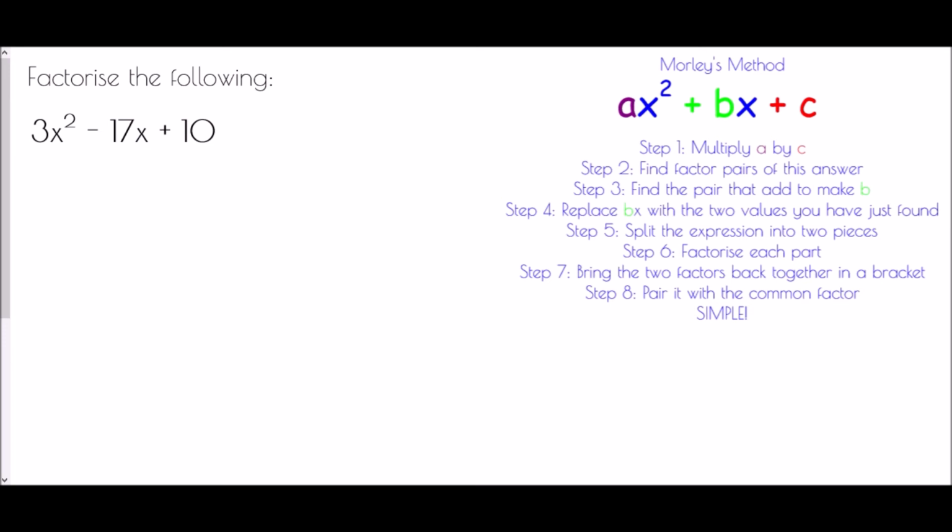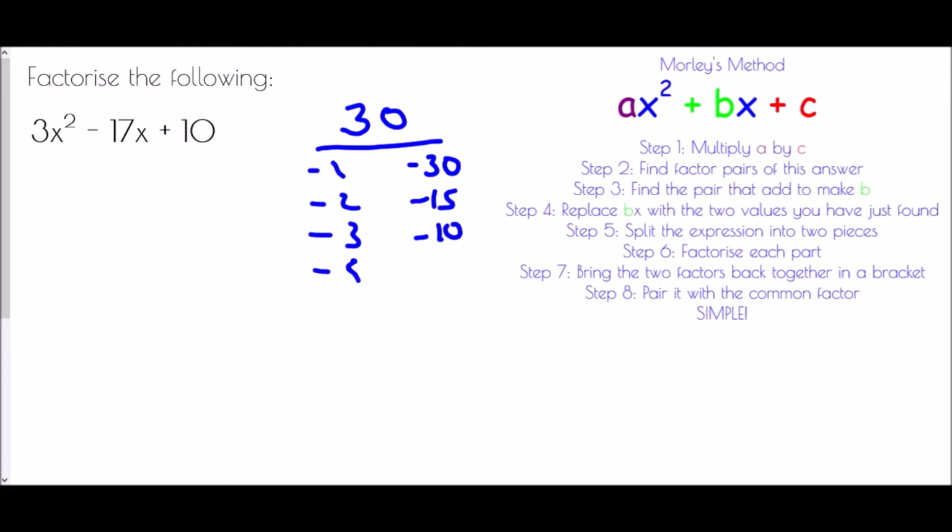And so we start with multiplying a by c. 3 times 10 is 30. And so we know that we're going to have two negative factors this time. So we're going to have negative 1 and negative 30, negative 2 and negative 15, negative 3 and negative 10, negative 5 and negative 6. And all we need to do is have a look at b, which is negative 17, and check which pair would make negative 17 when we add. And that's going to be negative 2 and negative 15.